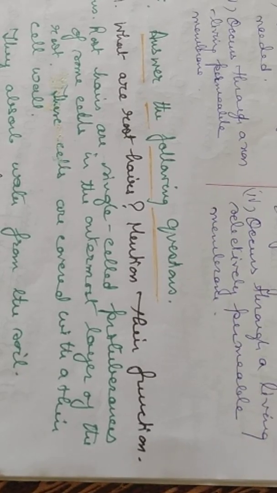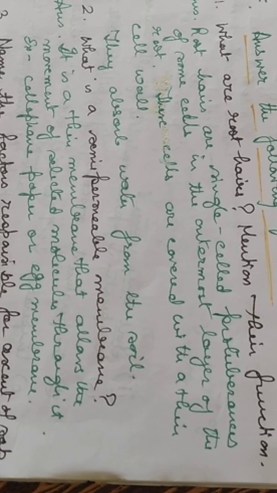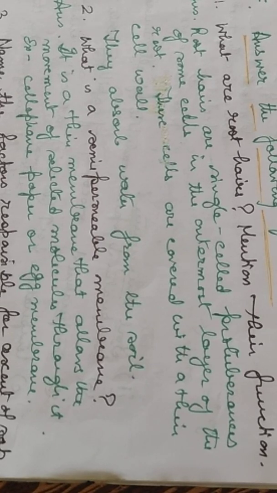Okay, now we come to answer the following questions in short. What are root hairs? Mention their function. Root hairs are single-celled protuberances of some cells in the outermost layer of the root, that is, from the epidermis of the root. Some outgrowths occur from some of the cells of the roots. They are single cellular, an extension of the same cell.